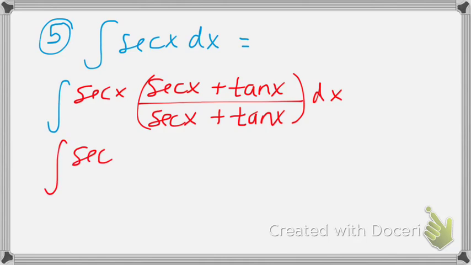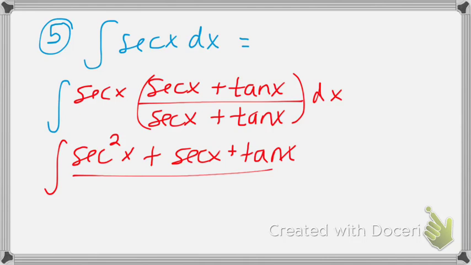So we have secant squared x plus secant x plus tangent of x. Let's make this look more like a plus. Over, that's still not a plus, sorry. Because I'm multiplying secant times secant and then secant times tangent. So that's secant times tangent. Alright, so all I did is I multiplied out the top.